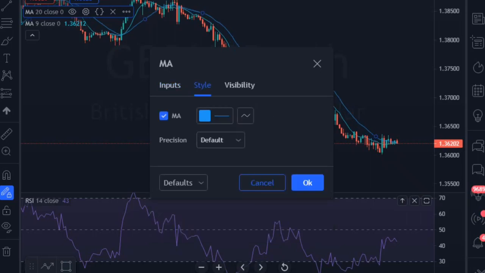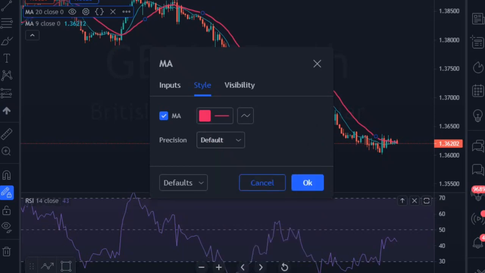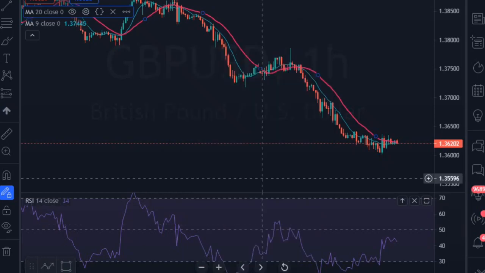Then you can make the style red. So let's make the style red. Change the color of this line to red. And you have to thicken this line so that you can view it very well. So let's increase the thickness, and yeah, red. Then we'll hit OK on that one.